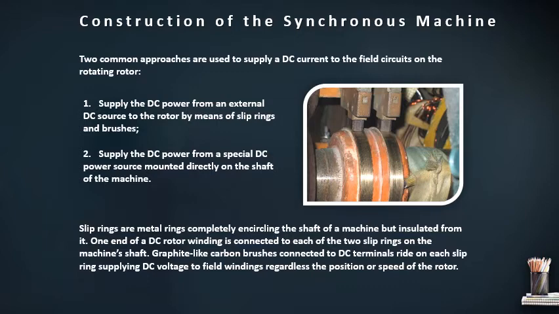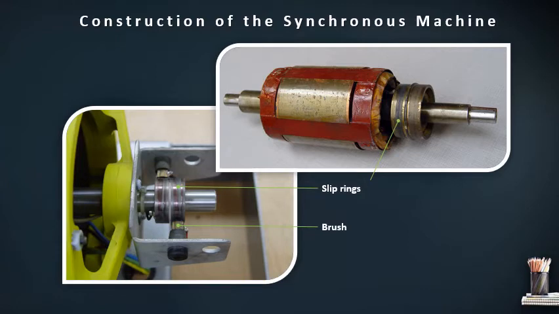Slip rings are metal rings completely encircling the shaft of a machine but insulated from it. One end of the DC rotor winding is connected to each of the 2 slip rings on the machine shaft. Graphite-like carbon brushes connected to the DC terminal ride on each slip ring and supply DC voltage to the field winding, regardless of the position or the speed of the rotor. So you can see the diagram. In this figure, brushes and slip rings are clearly shown.